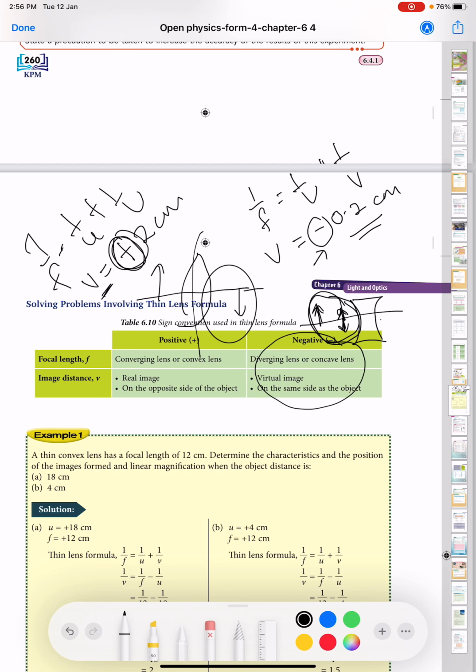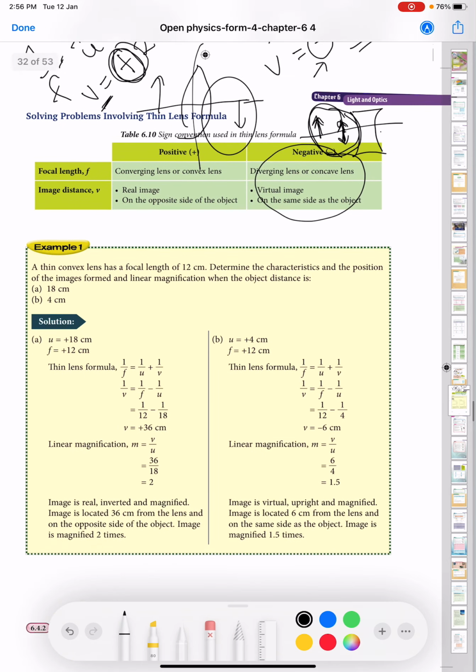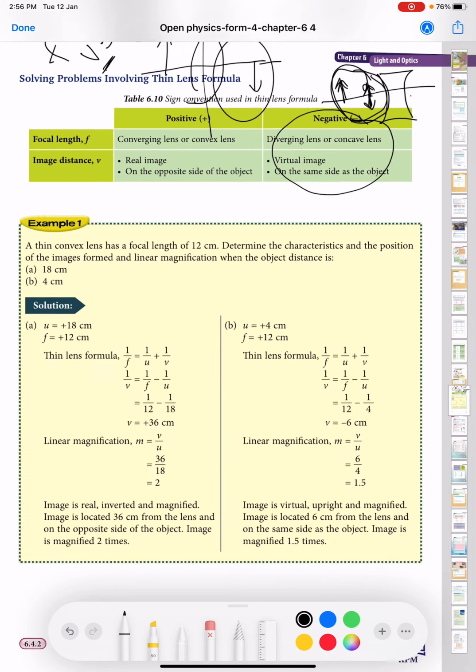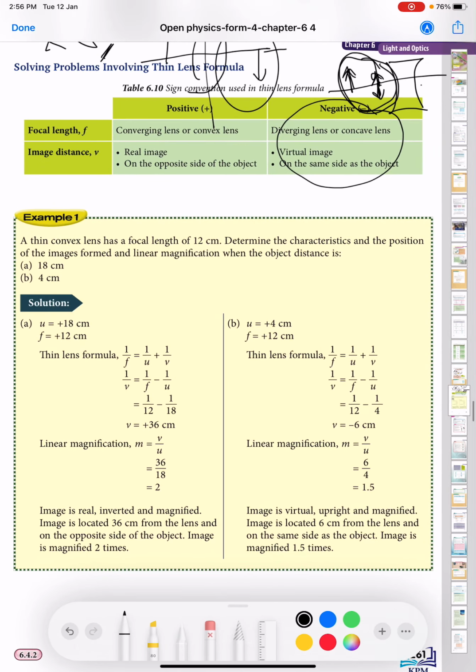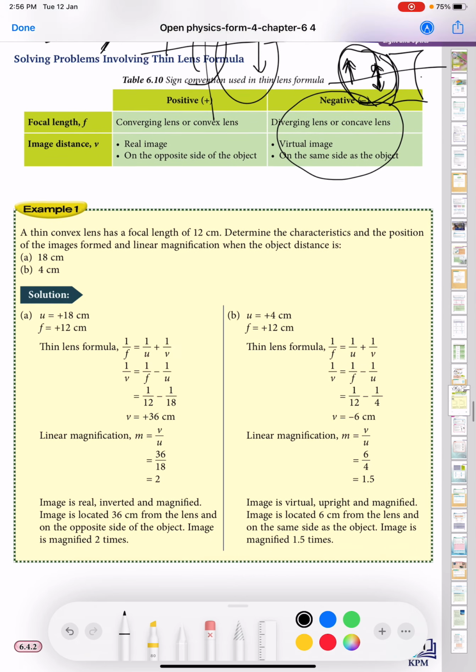Because if you check the example given in your textbook, okay, this is a very simple one. So let's check on example 1. If your screen is blurred, it is because YouTube didn't give me the high resolution of the video yet, because maybe of the way I'm recording this video. So what you can do is to check your textbook. It is on page 261.